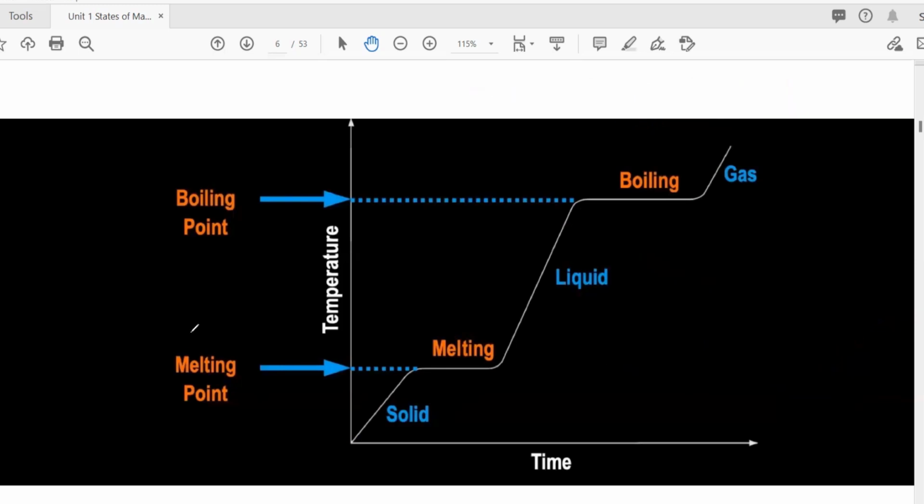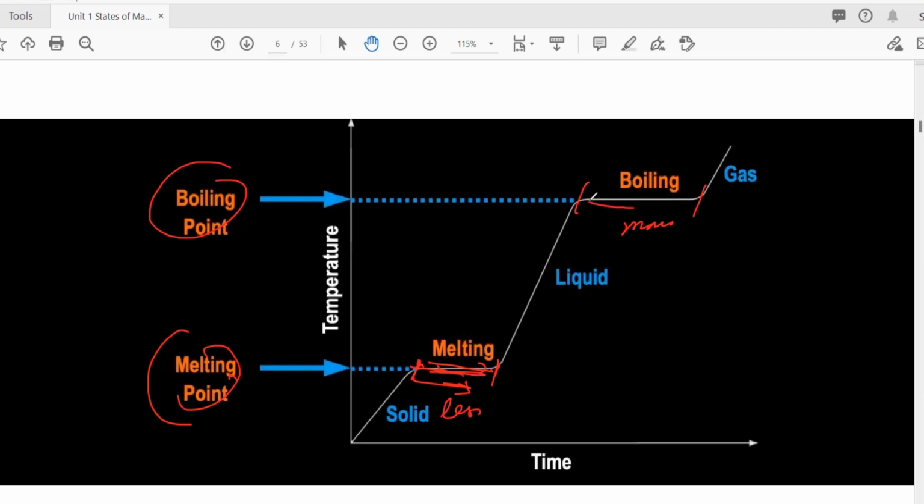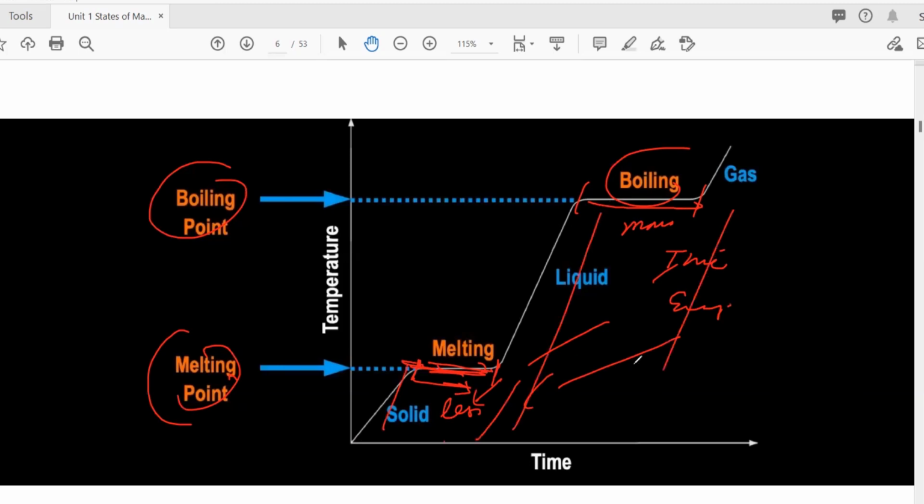For that, you should know only the melting point and the boiling point. But keep one thing in your mind. Can you see this one? The length from here to here, this is the melting process. This length should be less than this length. This should always be more and this always less. Why? Because boiling takes more time and more energy. And melting takes less time as compared to boiling and takes less energy. So this timing you can see here should be different.